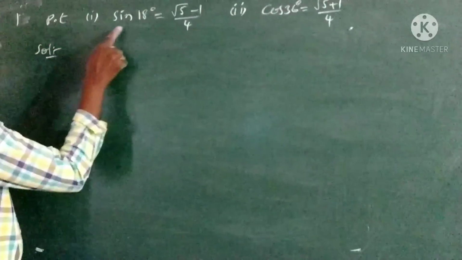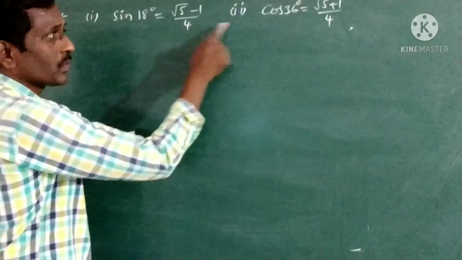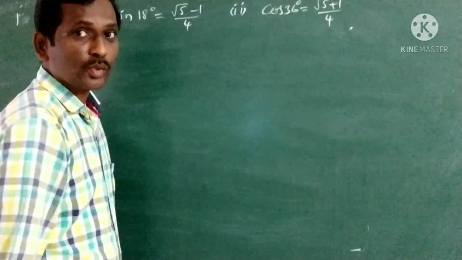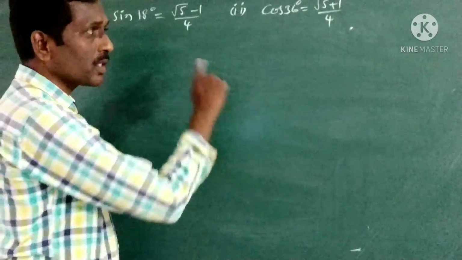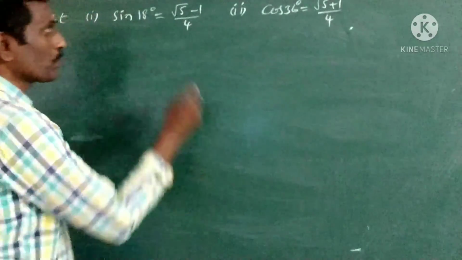Prove that sin 18 degrees is equal to (root 5 minus 1) by 4. It is one question. Cos 36 degrees is equal to (root 5 plus 1) by 4. These are well known values only, but you have to prove this.